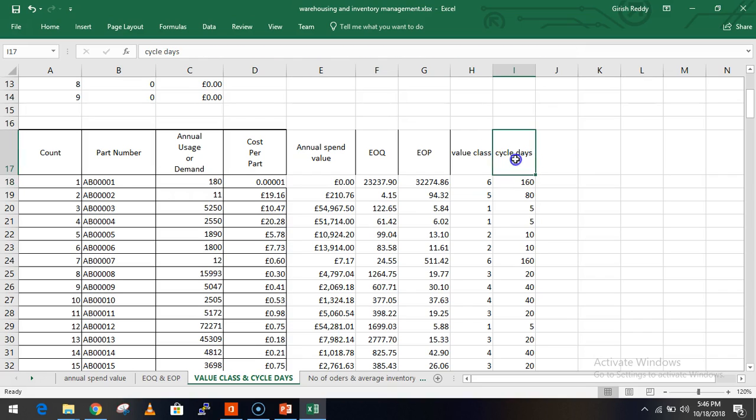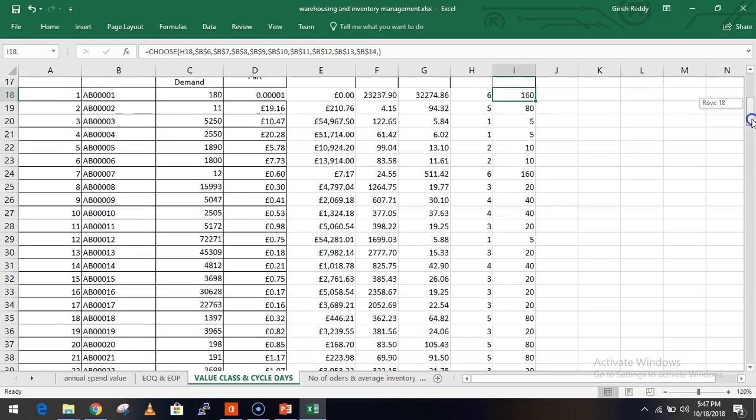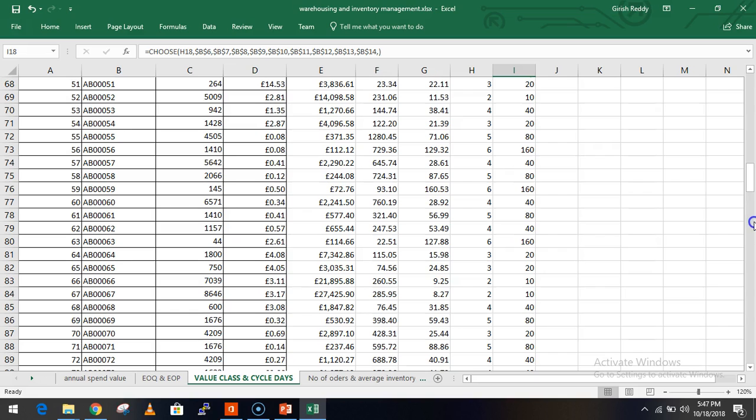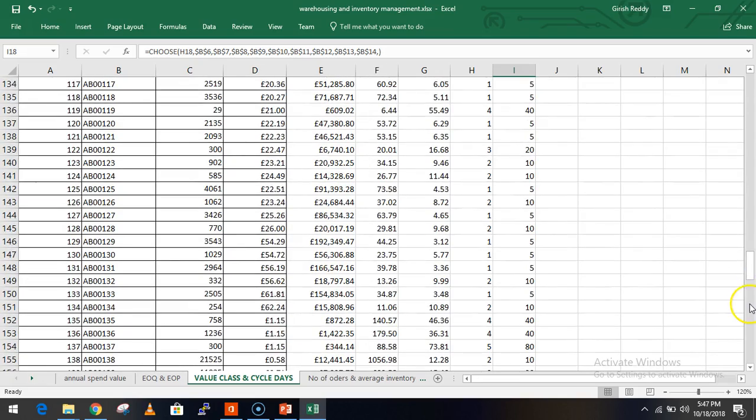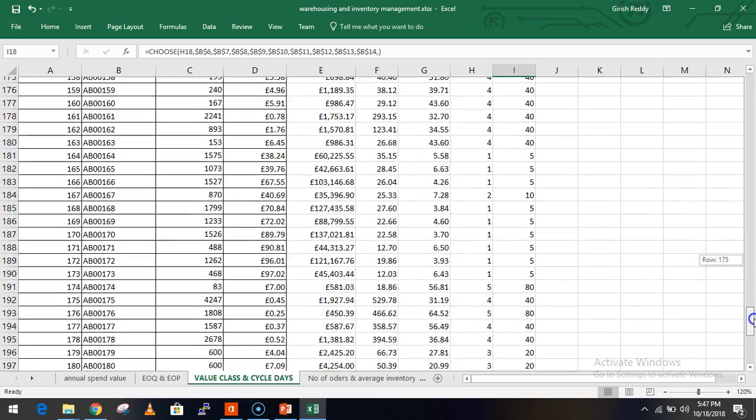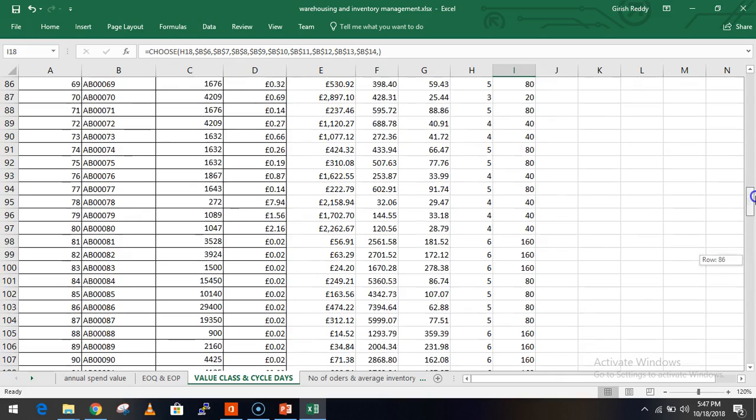Then calculate the cycle days by using the formula. This is the formula that I have used for calculating the cycle days. You can see the formula at the top, and once you have got this one, simply drag it down. You will be getting it for all the 200 parts. So these are all the values that I got for the 200 parts.